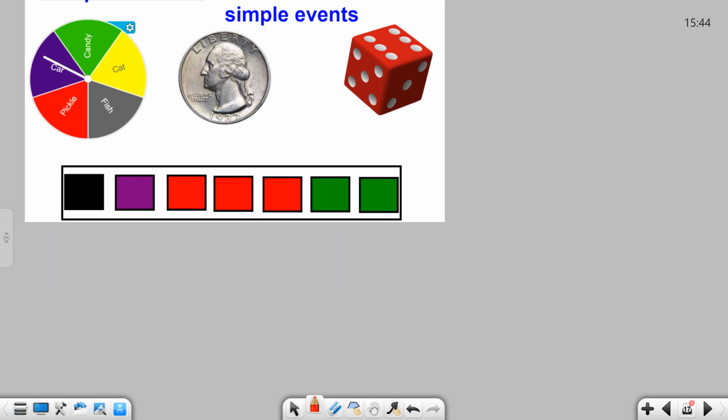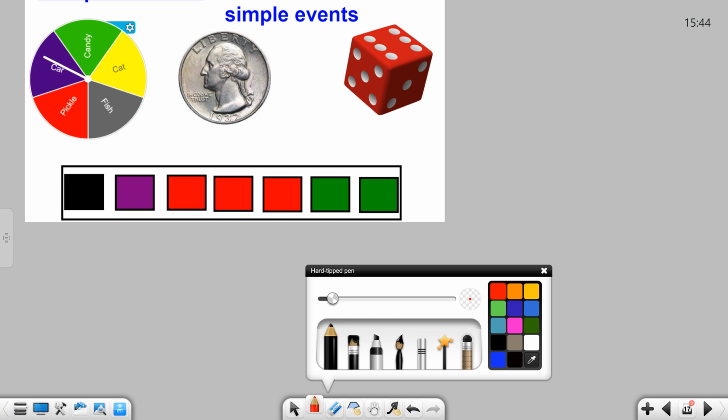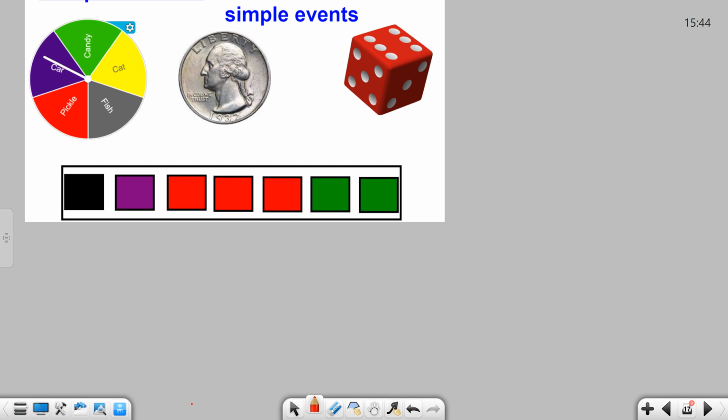Let's go with the quarter. What's the probability you get heads? Well, how many are in the sample space? You could either get heads or tails. There's 2 in the sample space. They're equally likely, right? There's one way to get a head, so my probability is 1/2. I could divide that. It, of course, becomes 0.5, which is 50%.